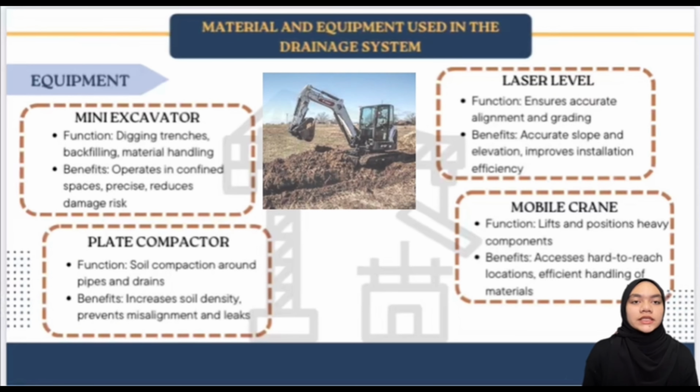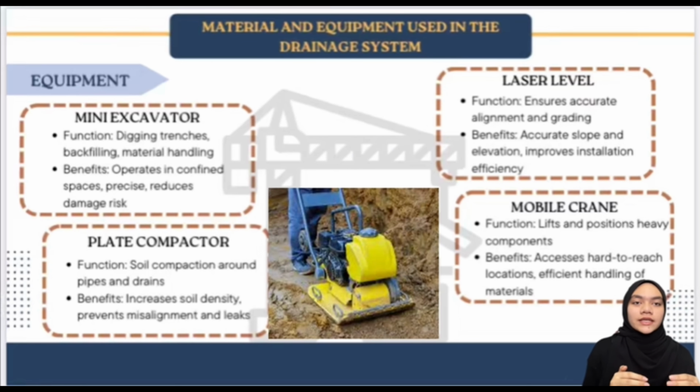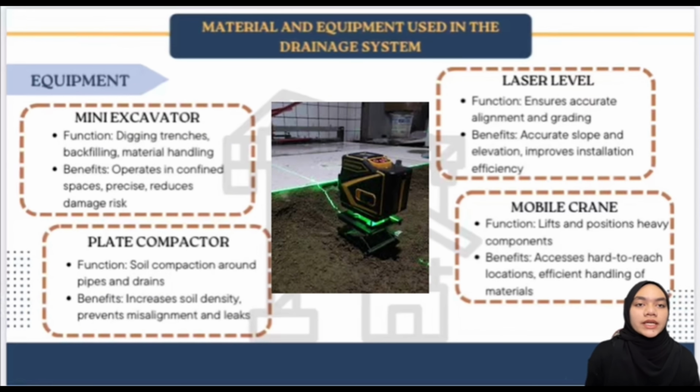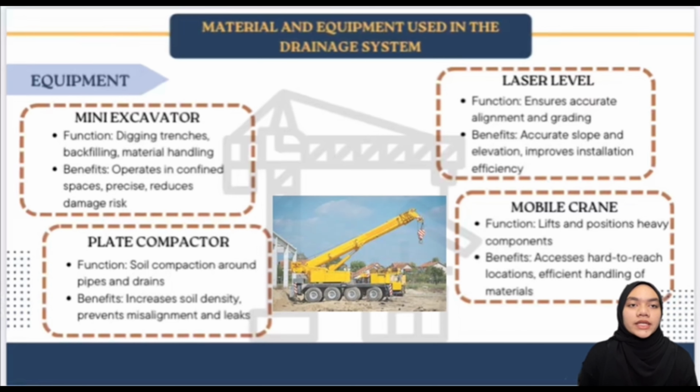Mini excavator functions for digging trench, backfilling, and material handling during drainage works. Plate compactor functions as soil compaction around pipes and drains, and it will increase soil density and prevent misalignment. After that is the laser level that functions to ensure accurate alignment and grading to improve installation efficiency. Mobile crane functions to lift and position heavy components, so this will bring efficient handling of material on site.